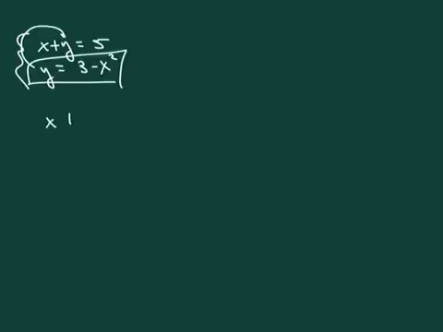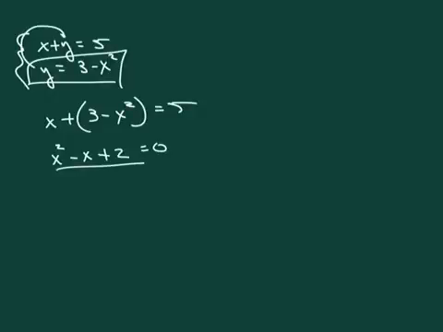So x plus my y value equals 5. Okay, so instead of y, I'm putting 3 minus x squared. Alright, so let's see what we've got. X squared minus x plus 2 equals 0. Alright, I'm assuming you can do the Algebra 1 and put everything in the correct order and make it equal to 0. Now I've got this quadratic equation.